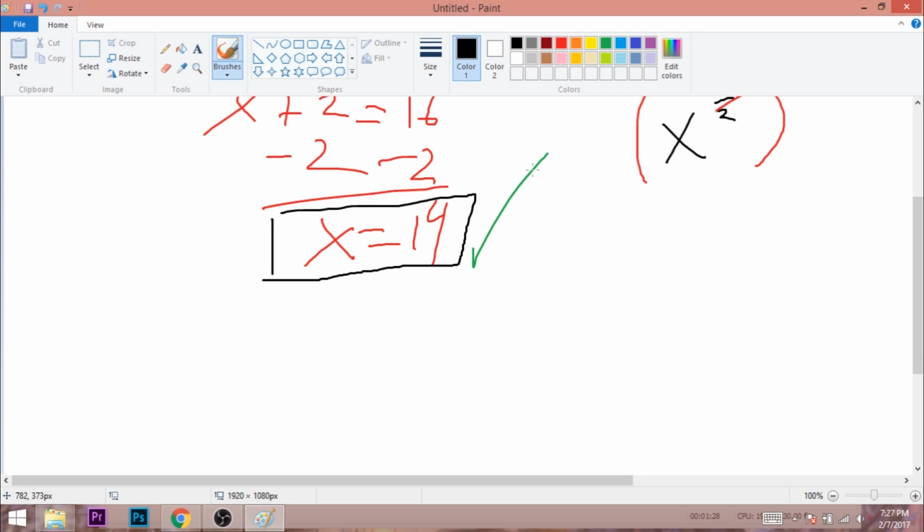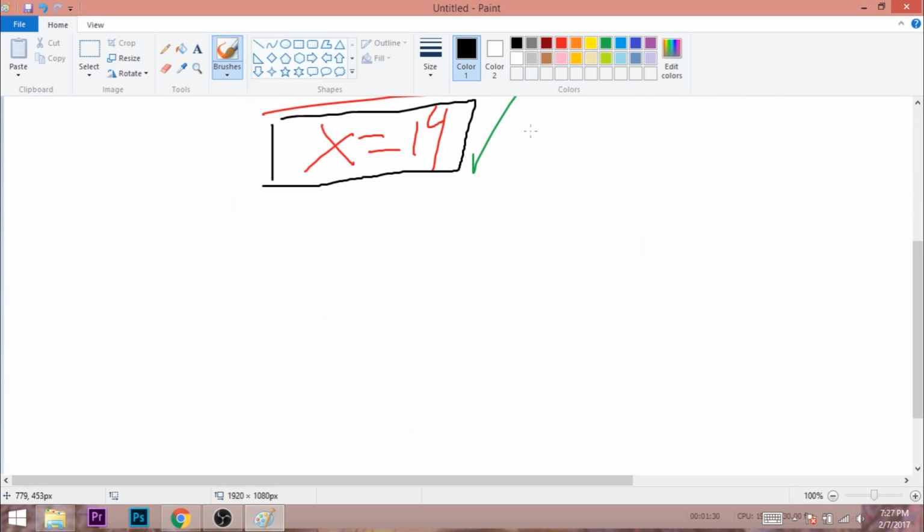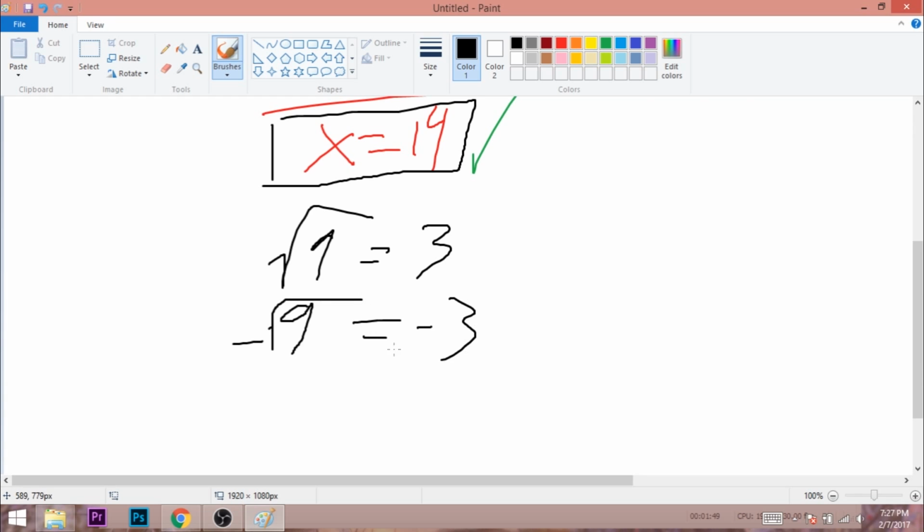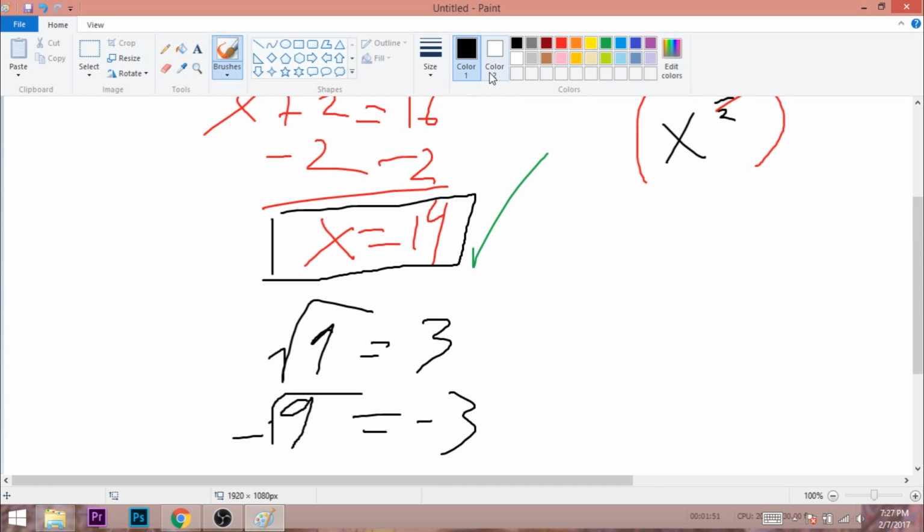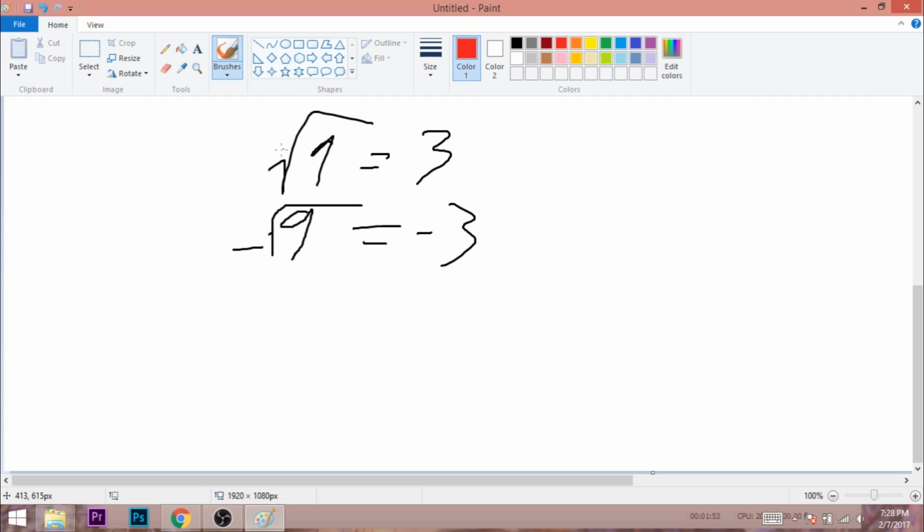Something to notice about what I'm doing right now is that we have to remember that this is a principal square root. Meaning, for example, if we have the square root of 9, that's always going to be positive 3. It's never going to be negative. Only when it's negative square root of 9 will it be negative 3. So this is important right here.